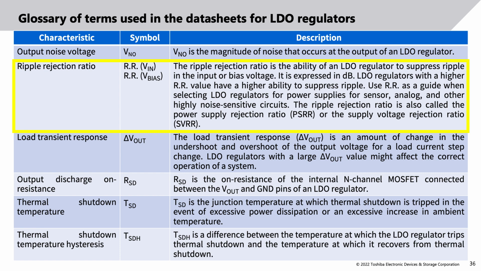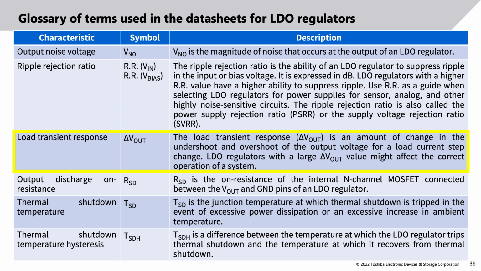LDO regulators with a higher RR value have a higher ability to suppress ripple. Use RR as a guide when selecting LDO regulators for power supplies for sensor, analog, and other highly noise-sensitive circuits. The ripple rejection ratio is also called the power supply rejection ratio, PSRR, or the supply voltage rejection ratio, SVRR.